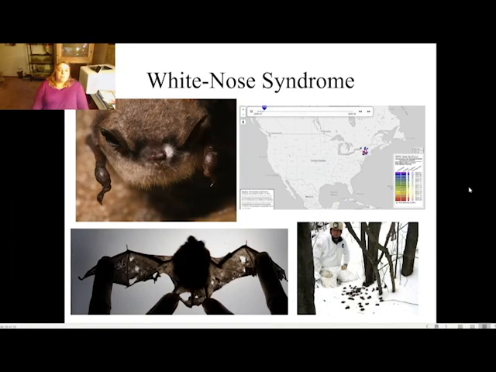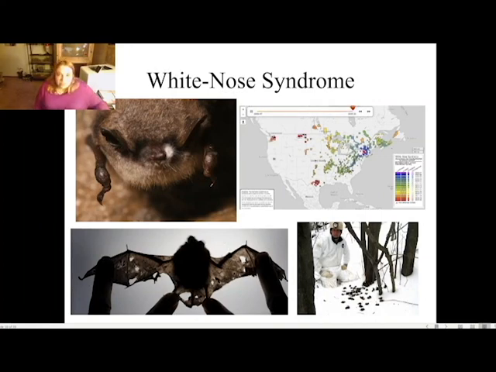A disease that we can see in mammals is white nose syndrome, and this is affecting our hibernating bats. So they've been devastated by this fungus that causes a disease called white nose syndrome. And this was first discovered in Albany, New York in 2006. And it was brought over from Europe by people who would go caving.